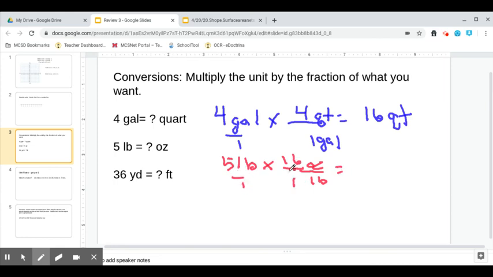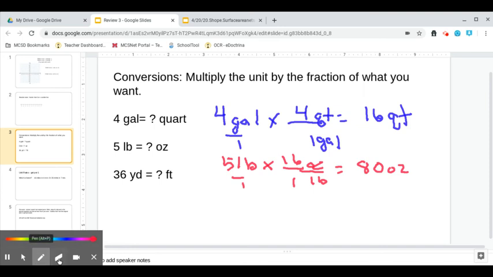So I have 5 over 1 times 16 over 1. 5 times 16 is 80. So if I have 5 pounds of something, that's the same as having 80 ounces. Remember, multiply what they're giving you times the unit conversion as a fraction. Put what you want on top and just multiply it.